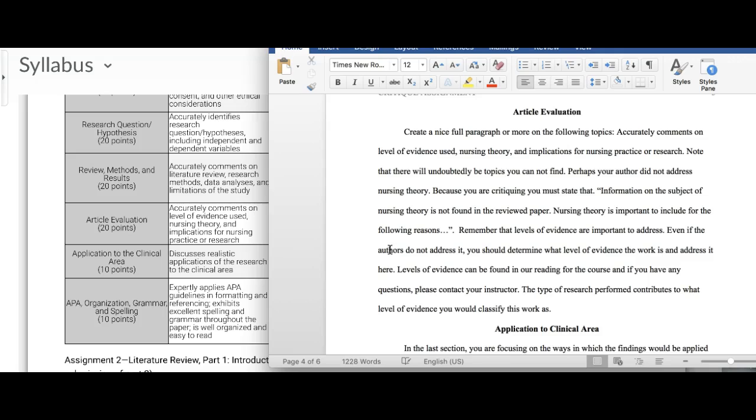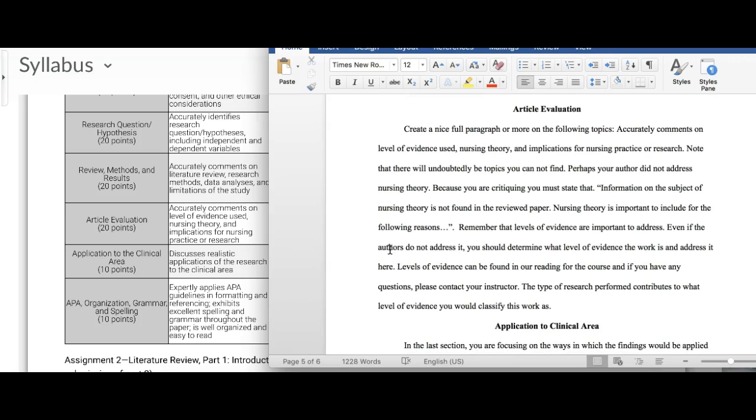the article evaluation. So in this section, you're looking at the level of evidence used, nursing theory, and implications for nursing practice or research. That's a lot to put in that paragraph. Remember, levels of evidence we talked about during the class material. These are specific levels of evidence based on current literature that's out there that describes different levels. There are more than one source that you can use to describe levels of evidence.